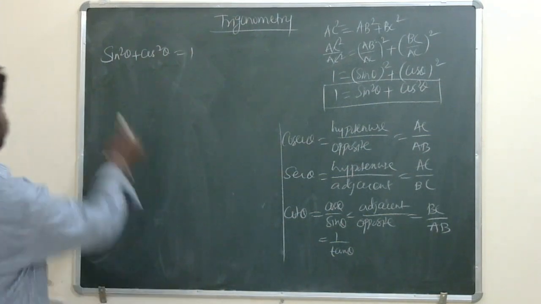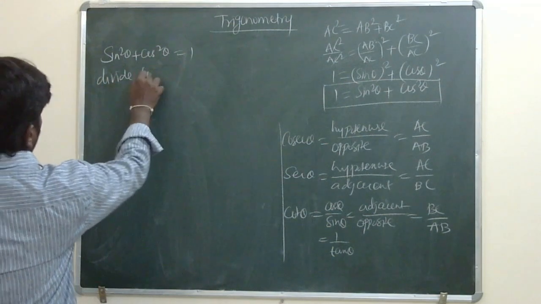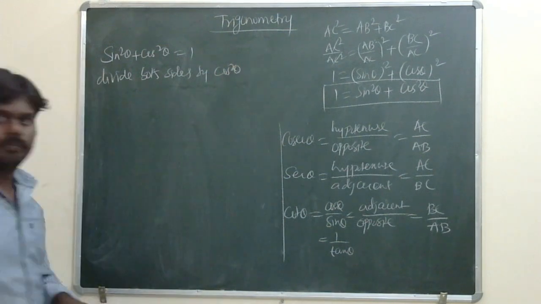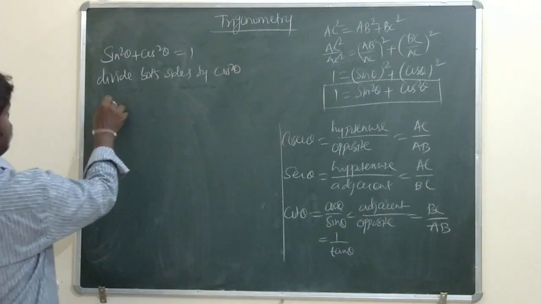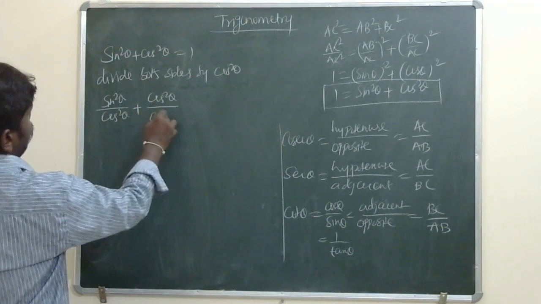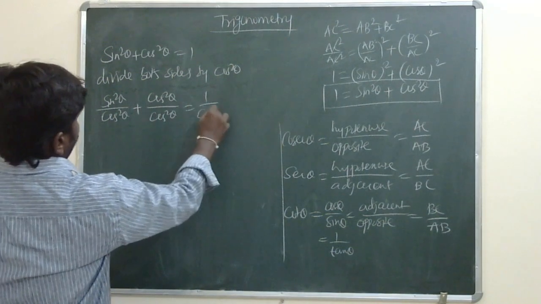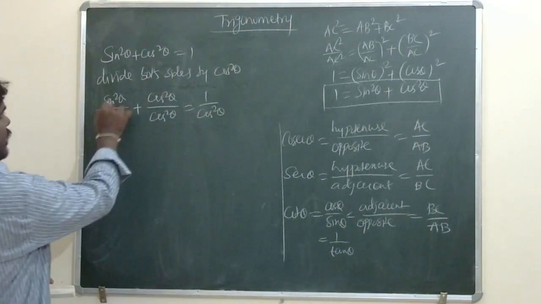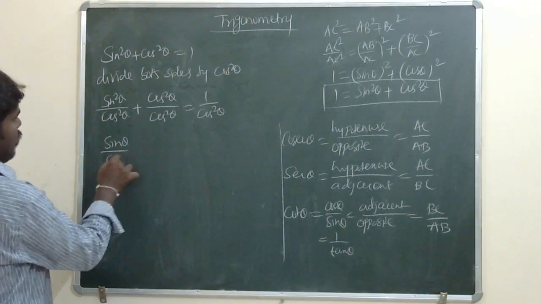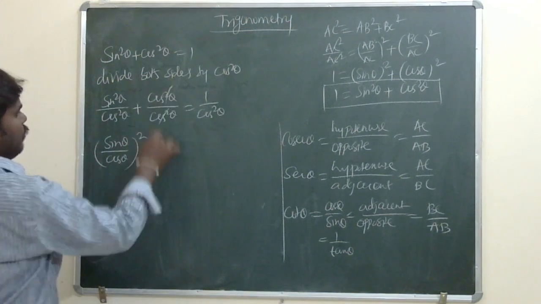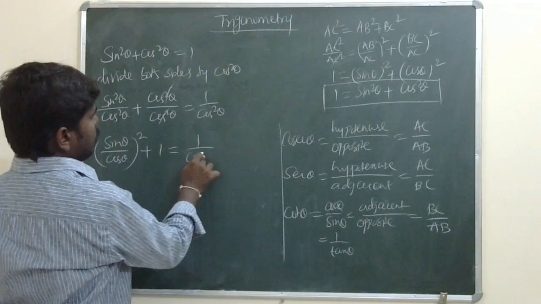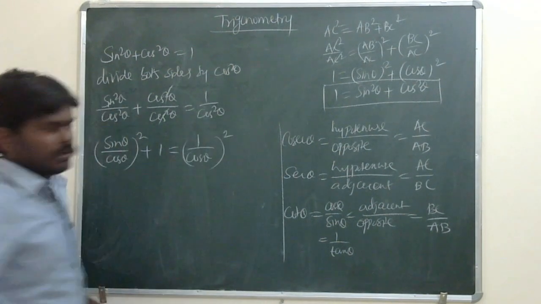Okay, so now what I am doing here is dividing both sides by cos square theta. When you divide both sides by cos square theta, you get sin square theta by cos square theta plus cos square theta by cos square theta is equal to 1 by cos square theta. So sin square theta by cos square theta we can write as (sin theta by cos theta) whole square, and here cos square by cos square will get cancelled. 1 by cos theta whole square.